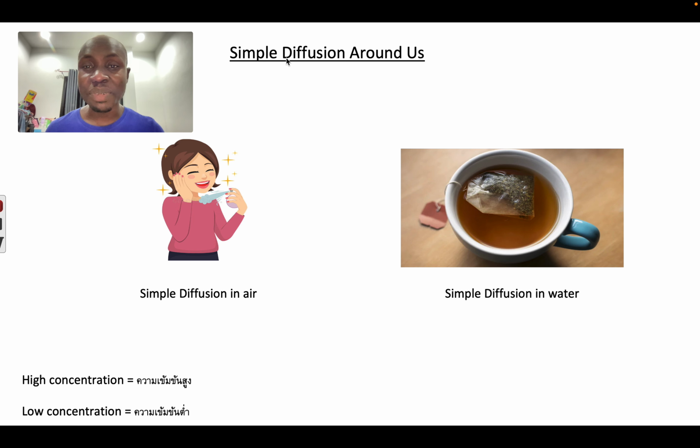Let's look at some examples of simple diffusion around us. Number one is when you use the perfume. The perfume molecules will move from high concentration around here to low concentration in the room, from here to all around the room. And example 2, when you make tea or coffee, when you put the tea bag in the water, the tea molecules will move from the tea bag to inside the water. This is also an example of simple diffusion.